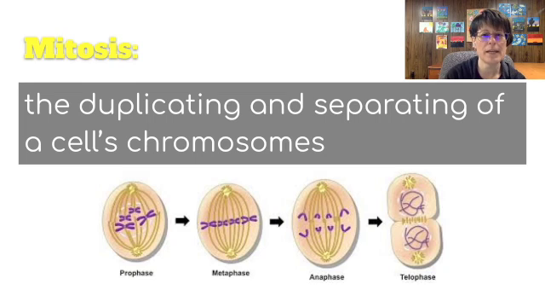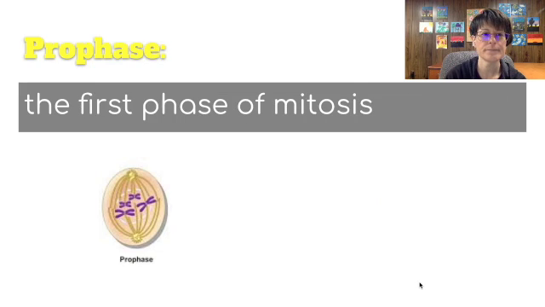Mitosis is the duplicating and separating of a cell's chromosomes. Go ahead and label your diagram in your notes with the different phases. They are prophase, metaphase, anaphase, and telophase. Prophase is the first phase of mitosis, like a prologue in a book. When you have PRO, it basically means the beginning.